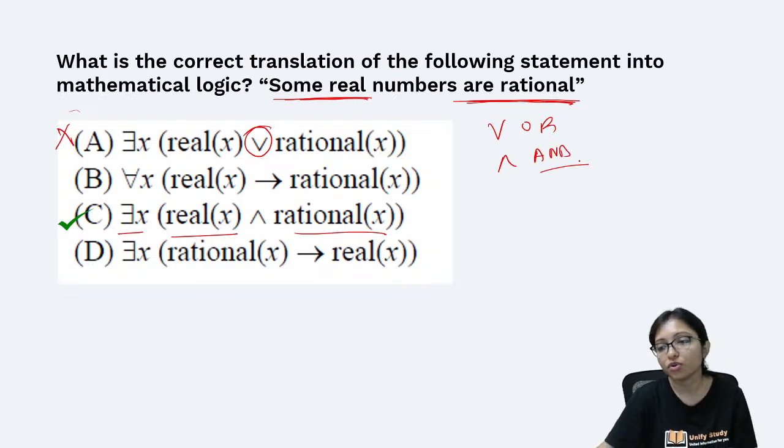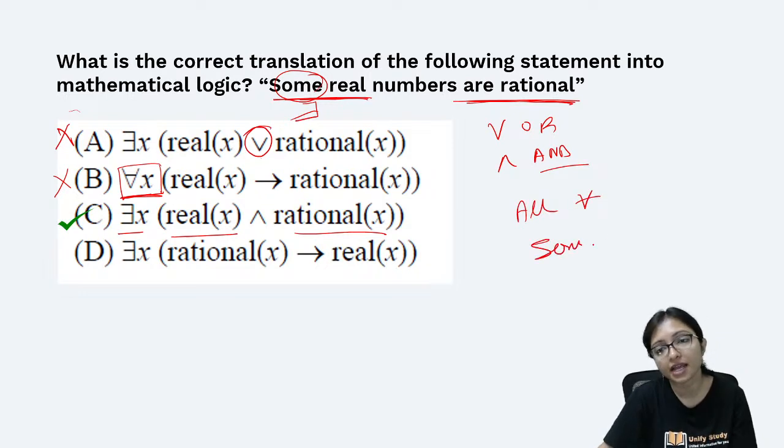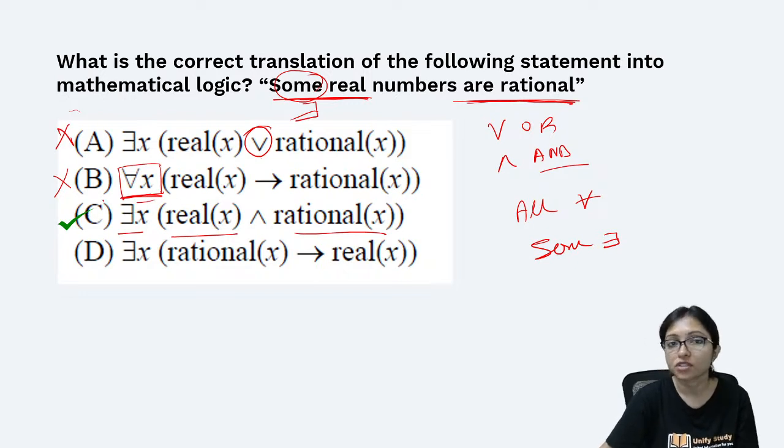Don't make this mistake. Those who are telling option B are also wrong, like Azad and Pragati. That's why I am telling you about "for all". How does "for all" come here? Some means there exists, it's not all. All means for all. Some means there exists. From where will B come? It's not correct. Got it?